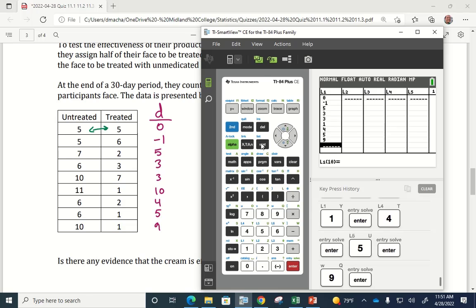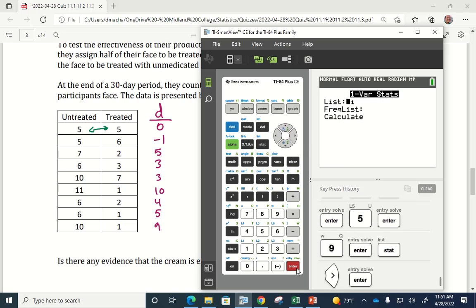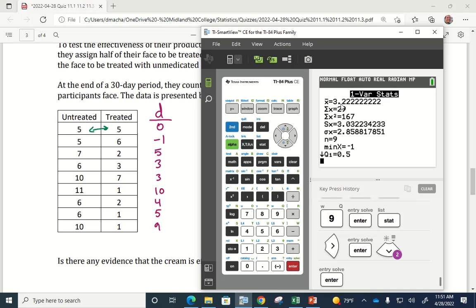And then I go to stat. We're going to go over to one variable statistics. Go down to calculate. And my sample mean is 3.2.